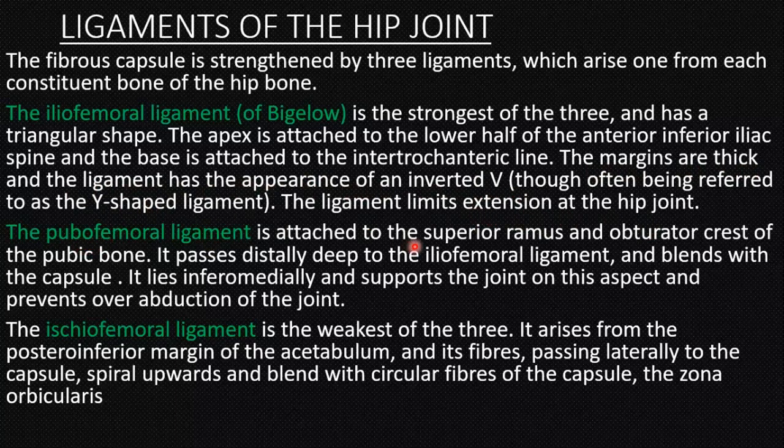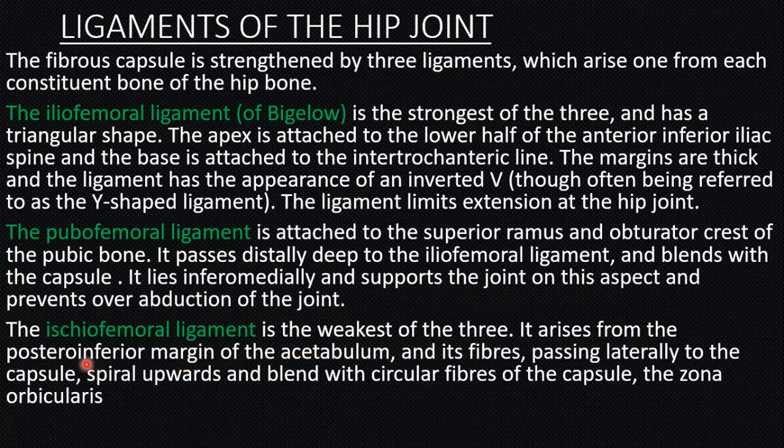Now, pubofemoral. It is attached to the superior ramus and the obturator crest of the pubic bone. It passes distally deep to the iliofemoral ligament and blends with the capsule. It lies inferomedially and supports the joint on this aspect and prevents over abduction of the hip joint. Okay, ischiofemoral. It is the weakest of the three.